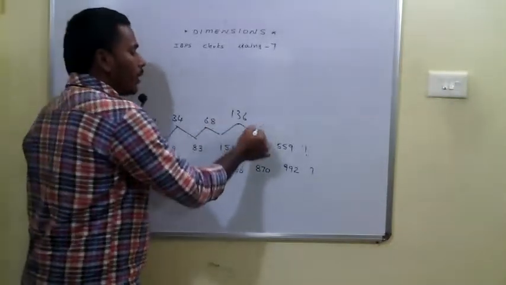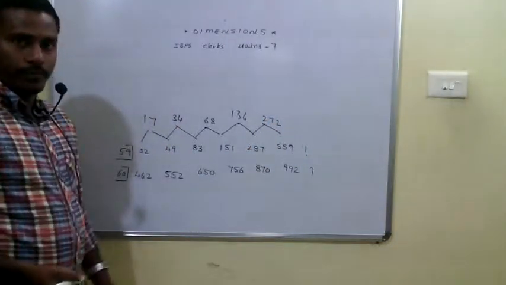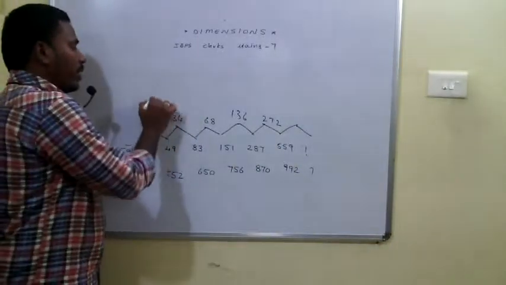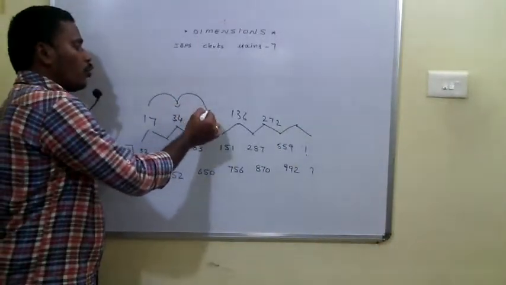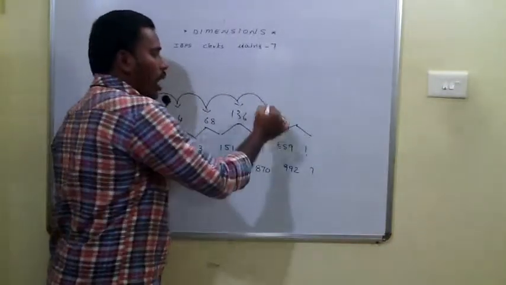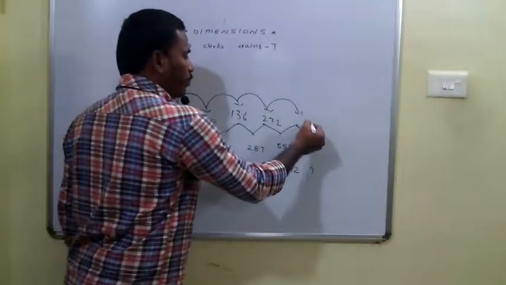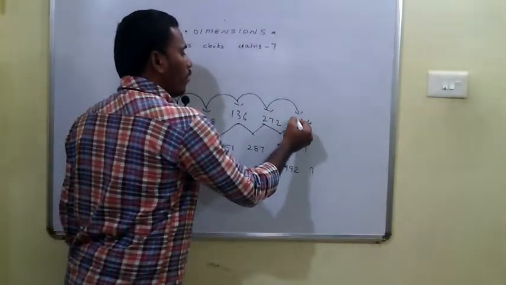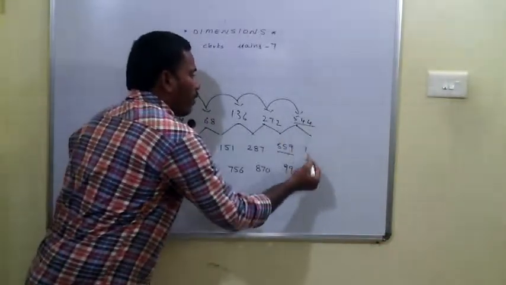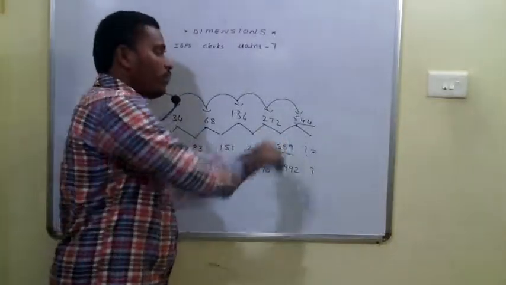Each difference is double of the previous one. Observe 17 twice is 34, and then into 2 is 68, into 2 is 136, into 2 is 272. And then 559 plus 272. The next term of the series is the sum of these two.